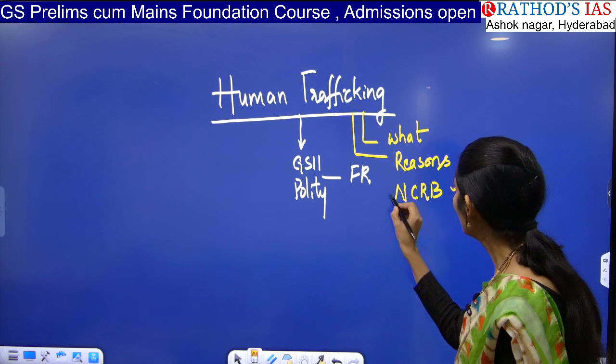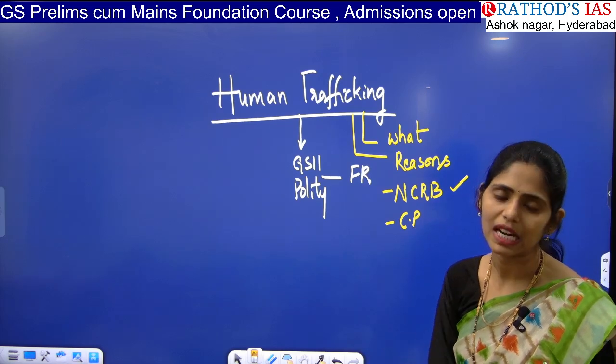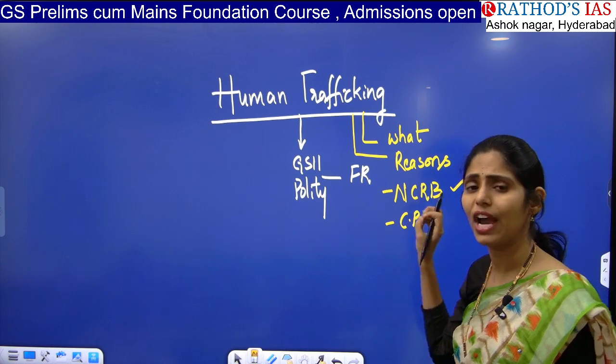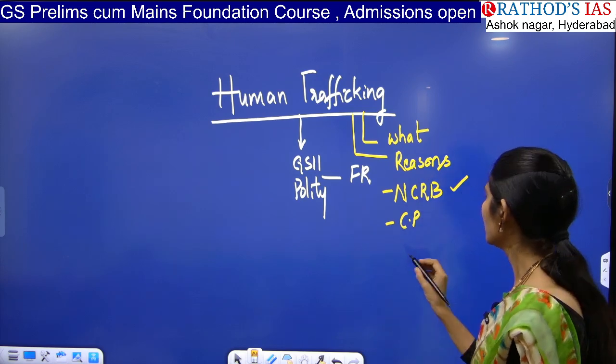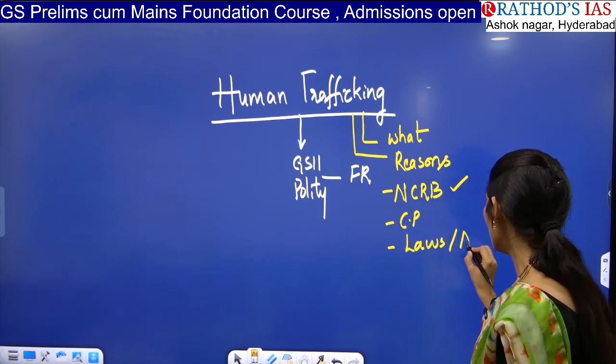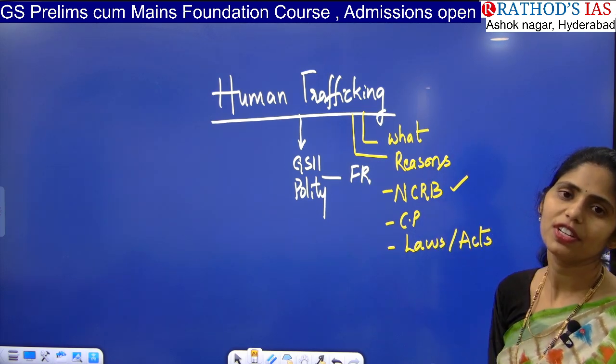And next you have to see the constitutional provisions, that means which articles, Article 23 which talks about human trafficking. You have to write that article and see clearly what it is. And next you have to see what laws or acts were brought by the government to prevent human trafficking in India.